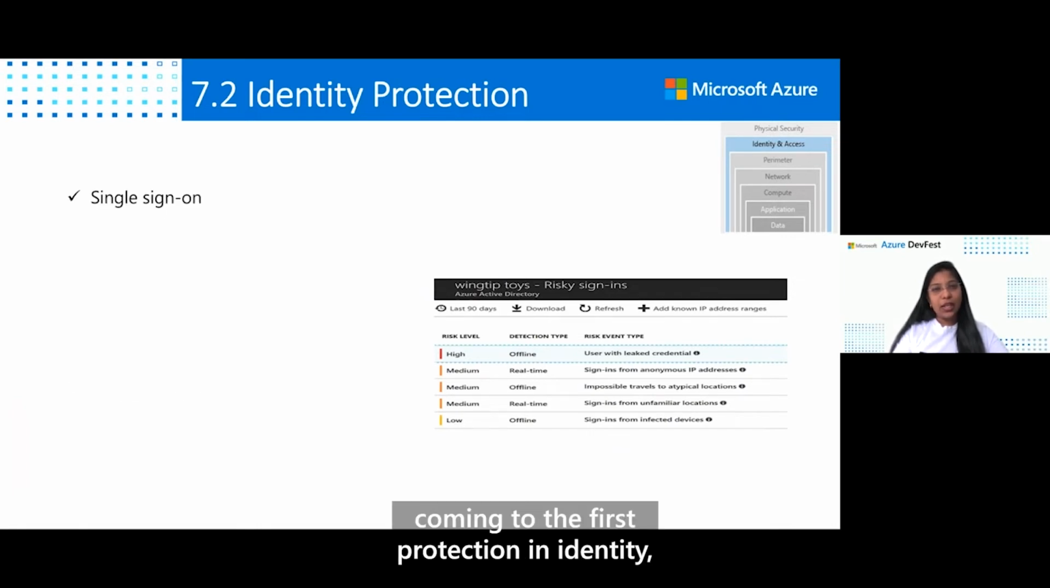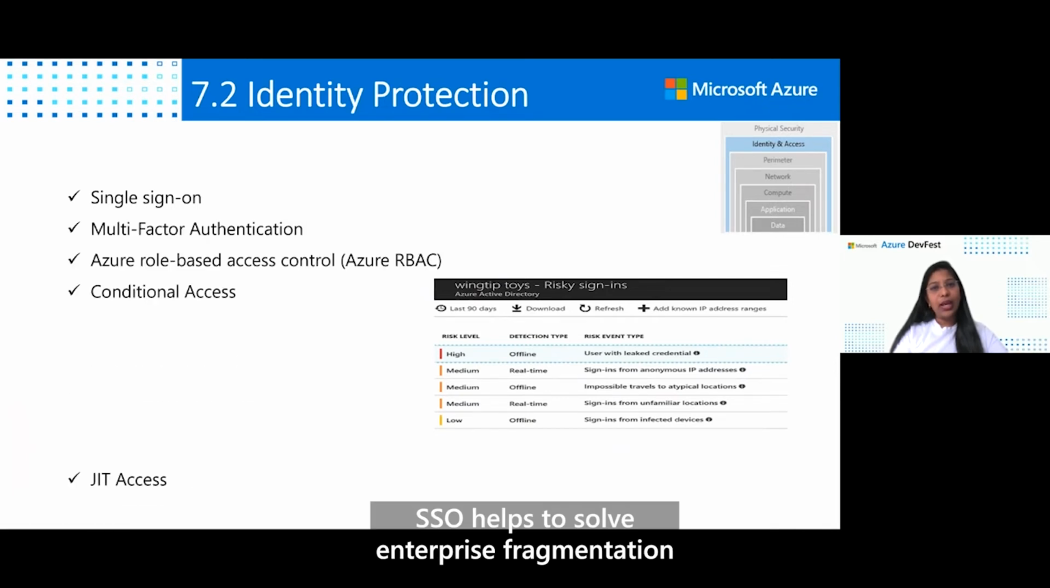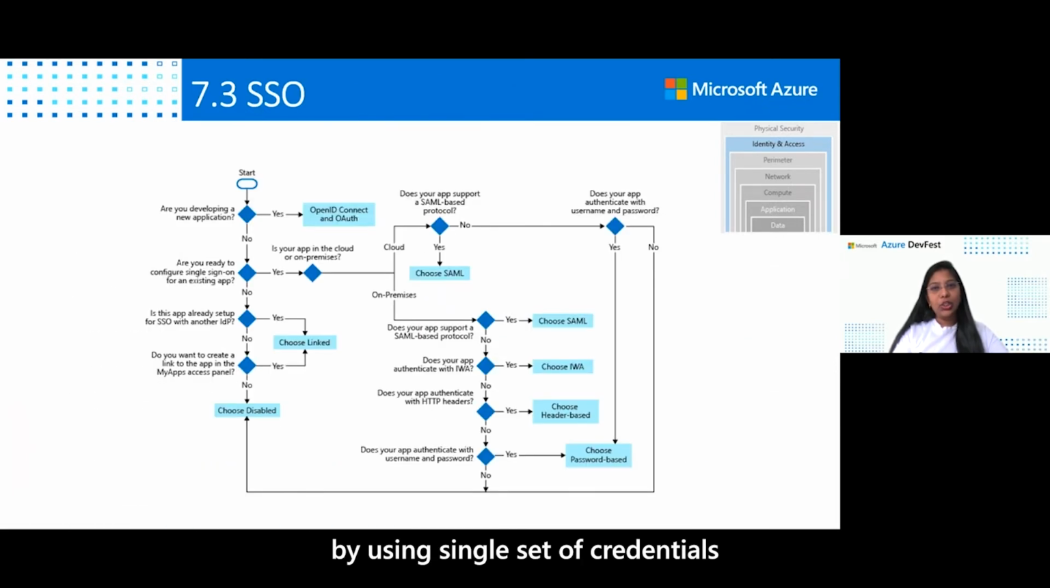Coming to the first protection in identity, which is SSO. SSO helps to solve enterprise fragmentation by using a single set of credentials for improved security and compliance.